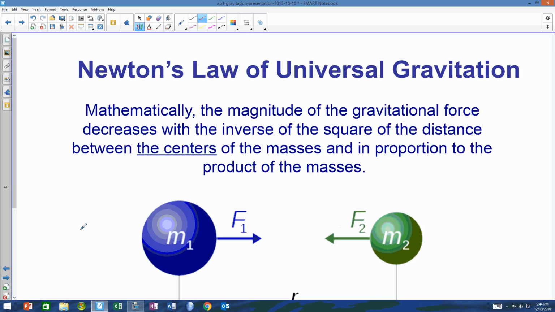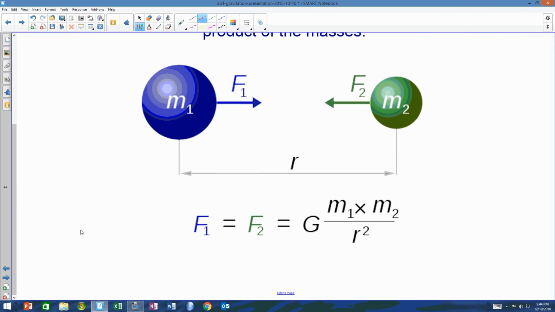Mathematically, the magnitude of the gravitational force decreases with the inverse of the square of the distances between the centers of the masses, and it's also proportional to the product of the masses. So the force, F1, is equal in magnitude to F2 because it's an action-reaction pair. This force is equal to m1 times m2 divided by r squared times the gravitational constant, which ends up being your proportionality constant.